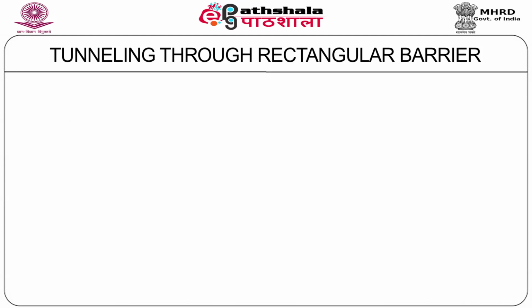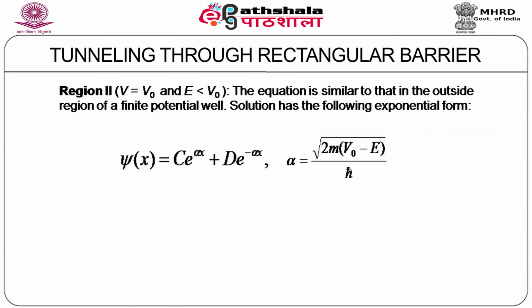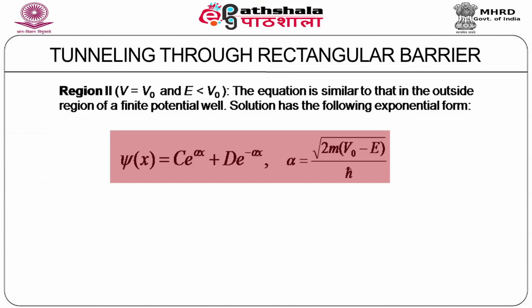And then we come to region 2. In region 2, potential V is equal to V0, and we should remember that the energy of the particle is less than V0, so that it cannot cross the barrier classically. The equation is similar to that in the outside region of a finite potential well.